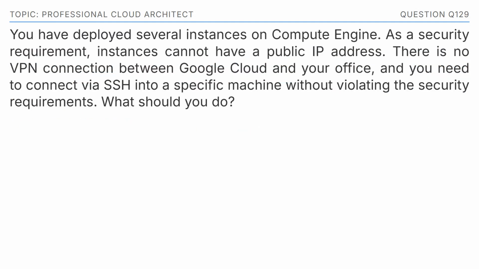You have deployed several instances on Compute Engine. As a security requirement, instances cannot have a public IP address. There is no VPN connection between Google Cloud and your office, and you need to connect via SSH into a specific machine without violating the security requirements. What should you do?